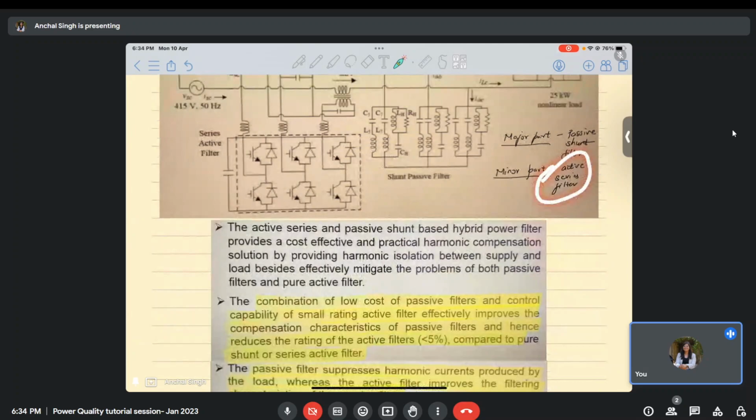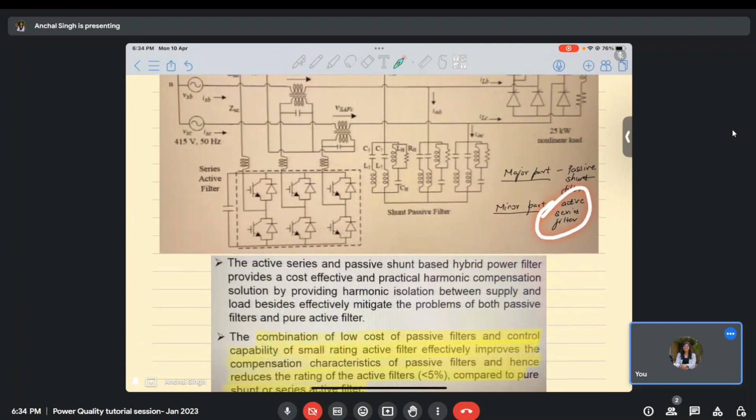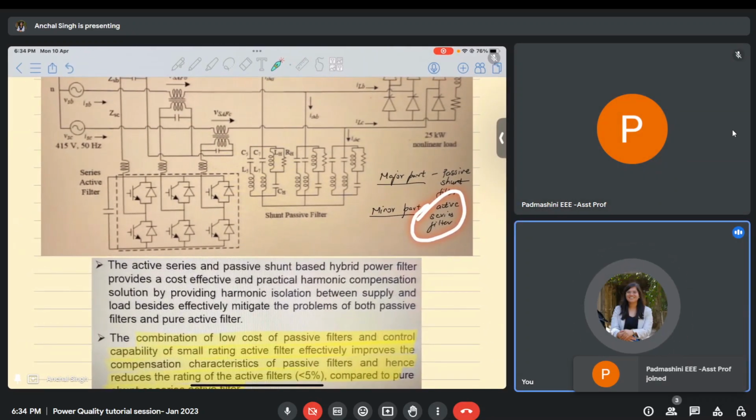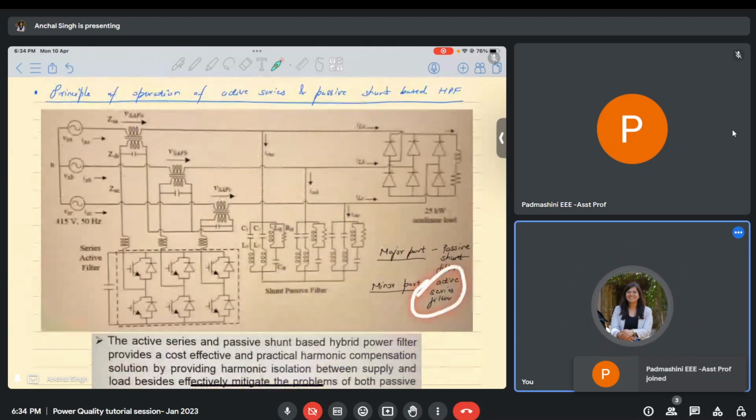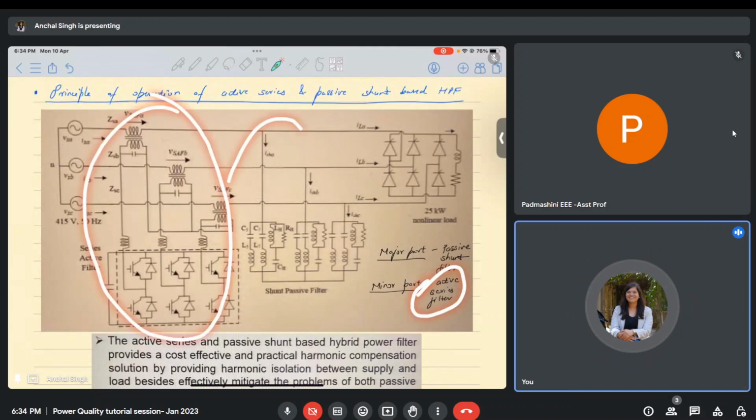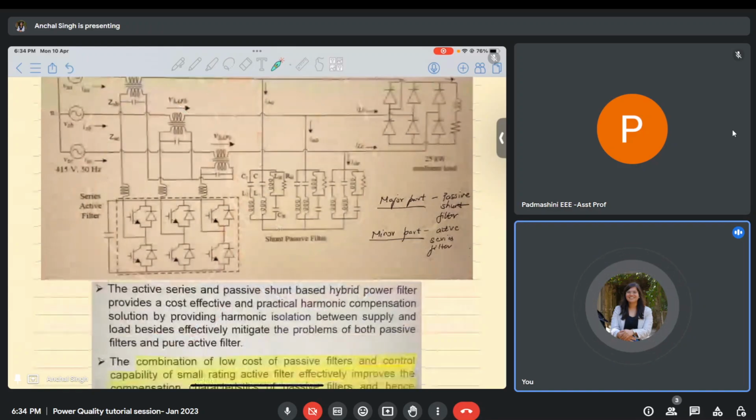So the active series and passive shunt based hybrid power filter provides a cost effective solution. This particular topology, where we have an active series compensator and a passive shunt compensator, together perform very cost effectively, and they give a very practical solution for harmonic compensation.